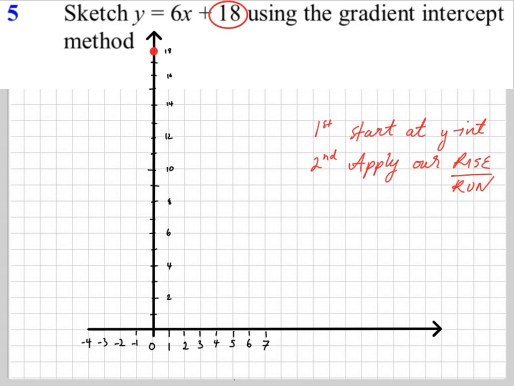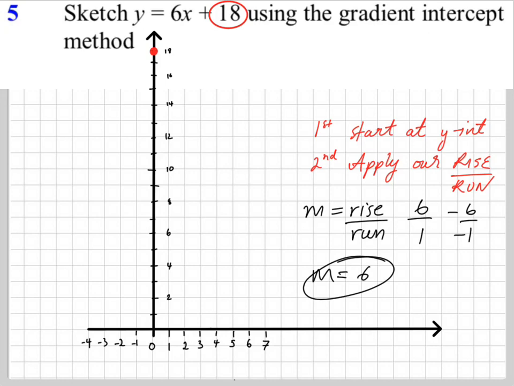By looking at our rise, our m is equal to rise over run. We know already it's 6. So it's 6 over 1. But if we do 6 over 1, we'll be going up 6, and we really don't have enough room. So I'm going to do it the other way. I'm going to do negative 6 over negative 1, because negative 6 divided by negative 1 is still 6, so m is still equal to 6.